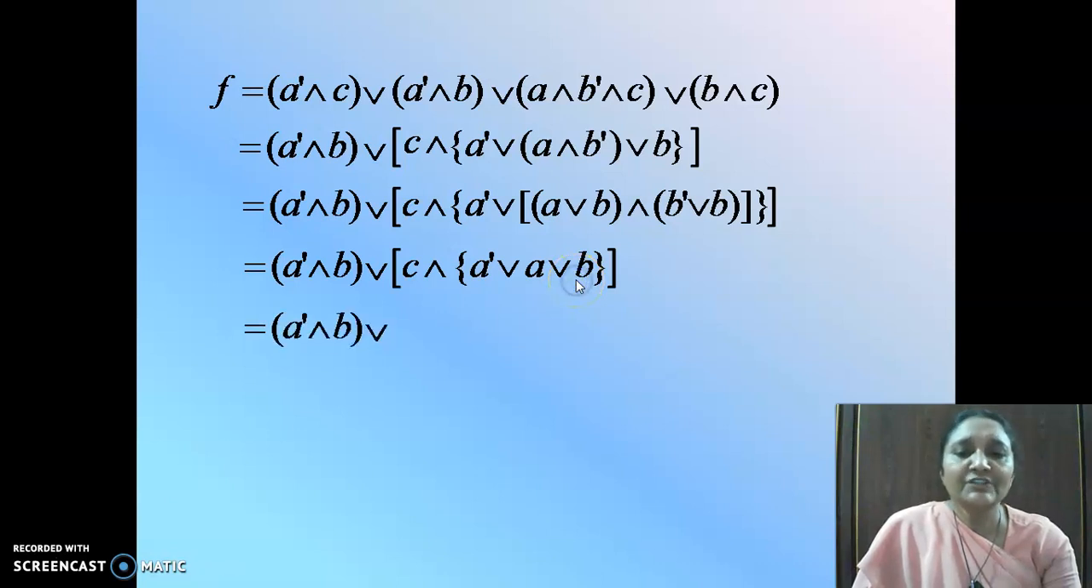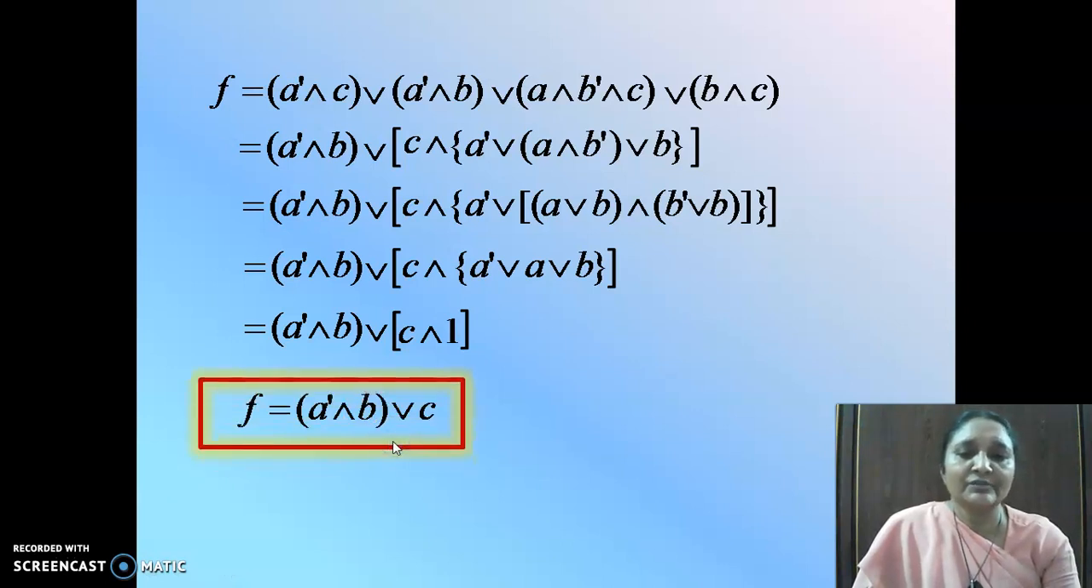So you have the function as C meet 1. Now what is the value of C meet 1? It is equal to C. So A dash meet B join C. So from the given function we have simplified and we have the function. Now for this function you can draw the circuit. A dash and B are connected in series and again it is connected in parallel with C. So this is the function.